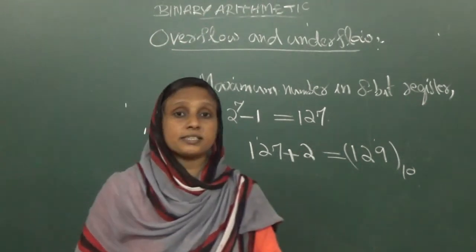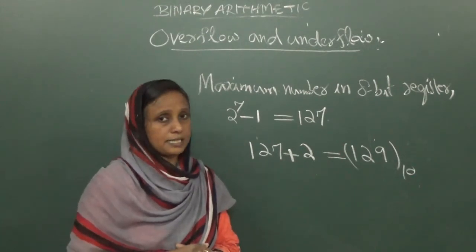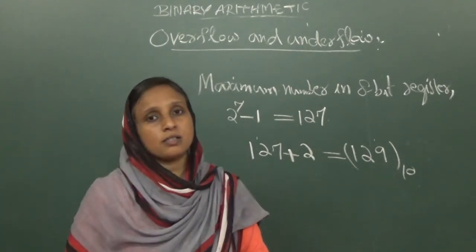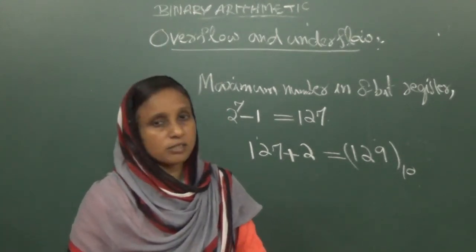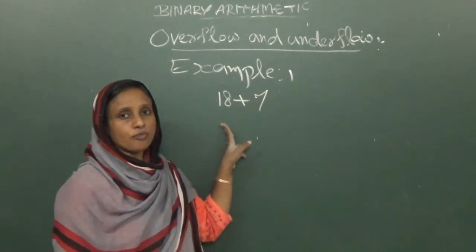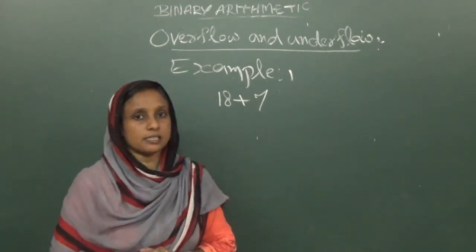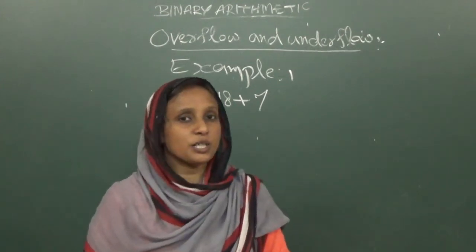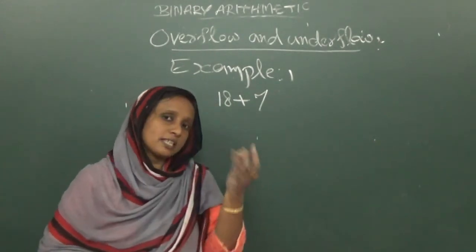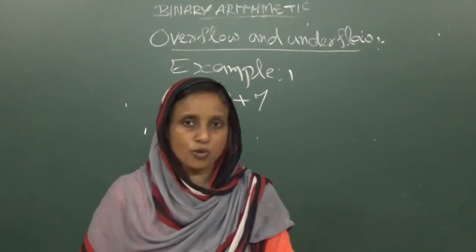So, how do we understand whether overflow or underflow has occurred? That is what we want to check next. For that we can do 3 or 4 examples. As a first example, we can perform the addition of 18 plus 7. All of you know that we are already using 8-bit registers, and 18 plus 7 gives us 25 in the decimal system. So this 25 lies inside this 127, so there is no chance for overflow.